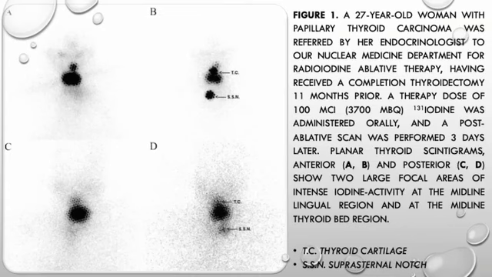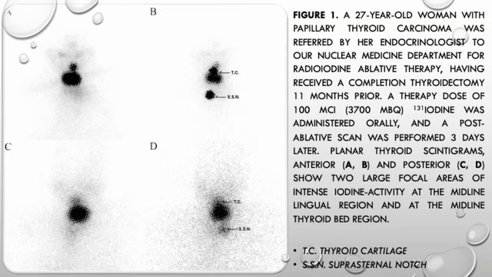So these are a few examples of what we saw. In figure 1, a 27-year-old woman with papillary thyroid carcinoma was referred in by her endocrinologist for radioiodine ablative therapy, having received a completion thyroidectomy nearly a year prior to therapy. Nearly 4 gigabecquerels of radioactive iodine was administered orally, and a post-ablative scan was performed 3 days later.